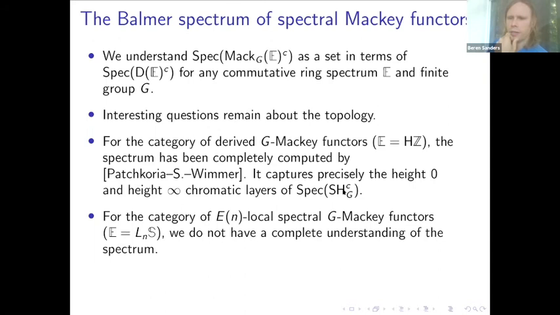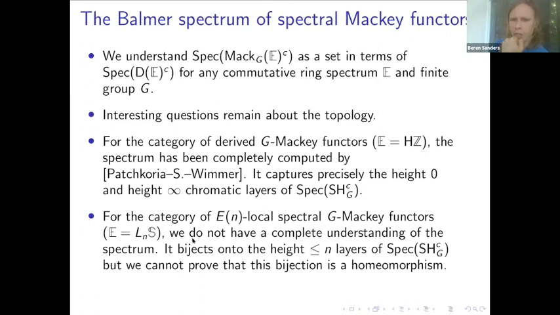On the other hand, if we go to the category of En local spectral Mackey functors, we understand the Balmer spectrum as a set, but there are some unresolved questions about its topology. We can show that the Balmer spectrum bijects onto the height less than or equal to n layers of the equivariant stable homotopy category. So it is this kind of truncation, but we can't prove that this continuous bijection is a homeomorphism. So there are some unresolved questions about the topology.